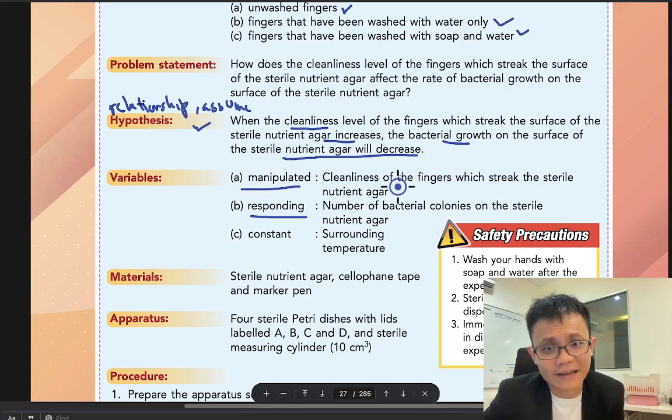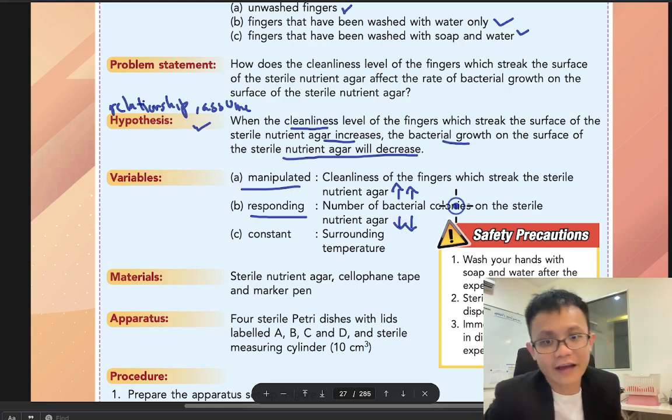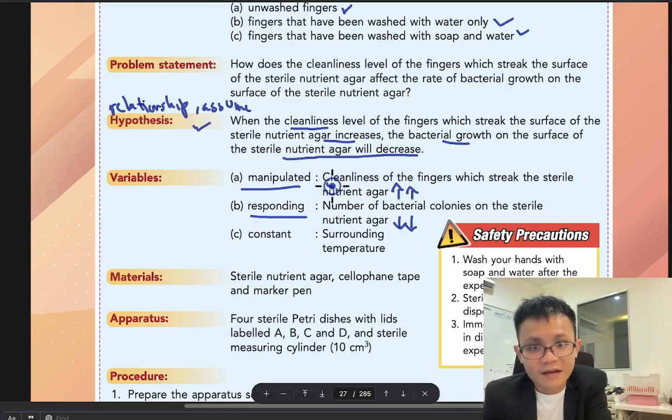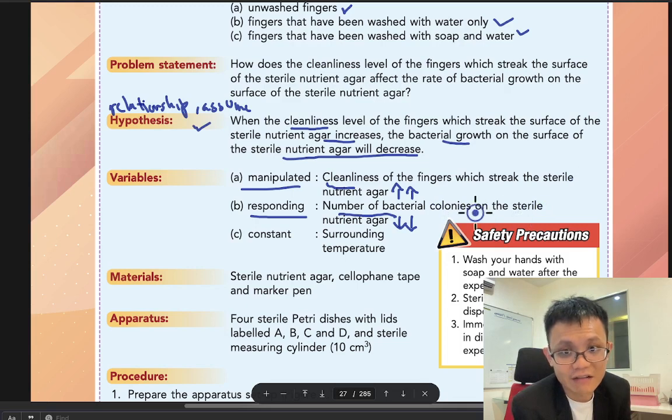Okay, so the hypothesis I say, when the cleanliness of the finger streaked on the sterile nutrient agar increases, the number of colonies on the sterile agar will decrease. Correct or not? Means if your hand is more clean, then the bacteria is less. So this is the example of the hypothesis. It's a relationship. When the finger is more clean, streaked on the sterile agar, the number of bacteria colonies will decrease.